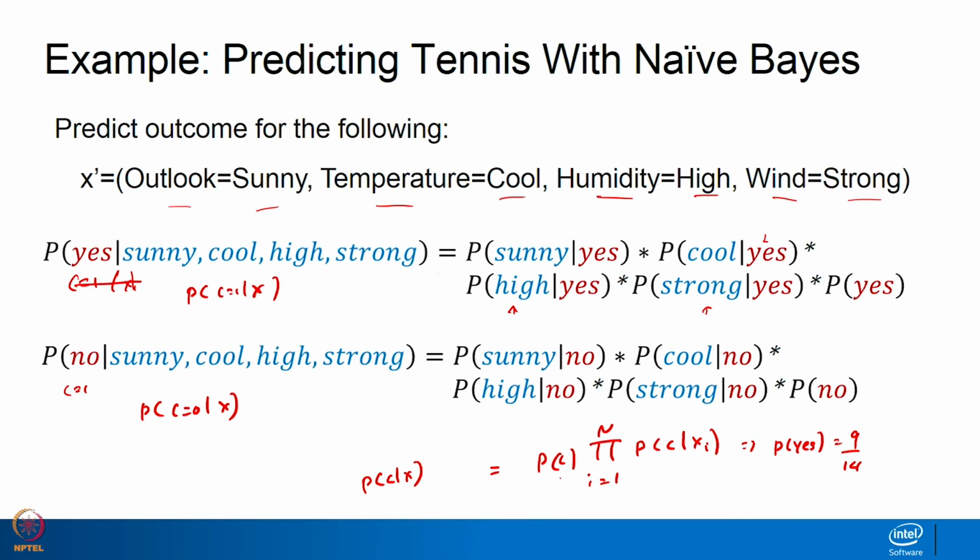So, what is the problem with that? Let us say instead of outlook being sunny, I put outlook is overcast. Then I will be multiplying with 0, one of these numbers is a 0, so the whole product will become 0. So, then we get a 0 probability. That does not make sense, okay.